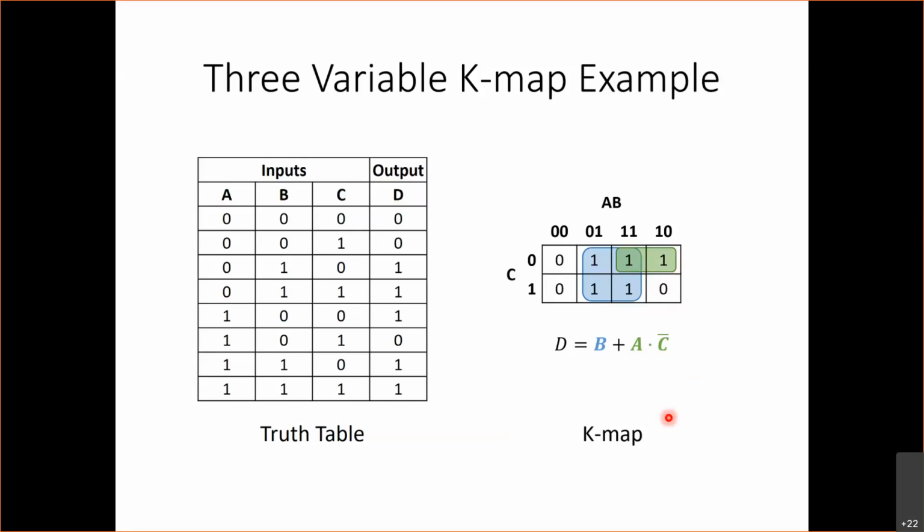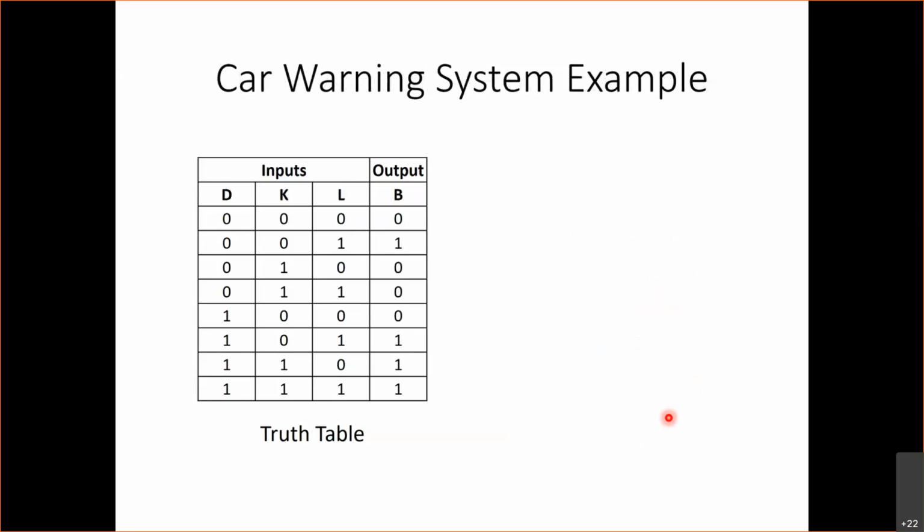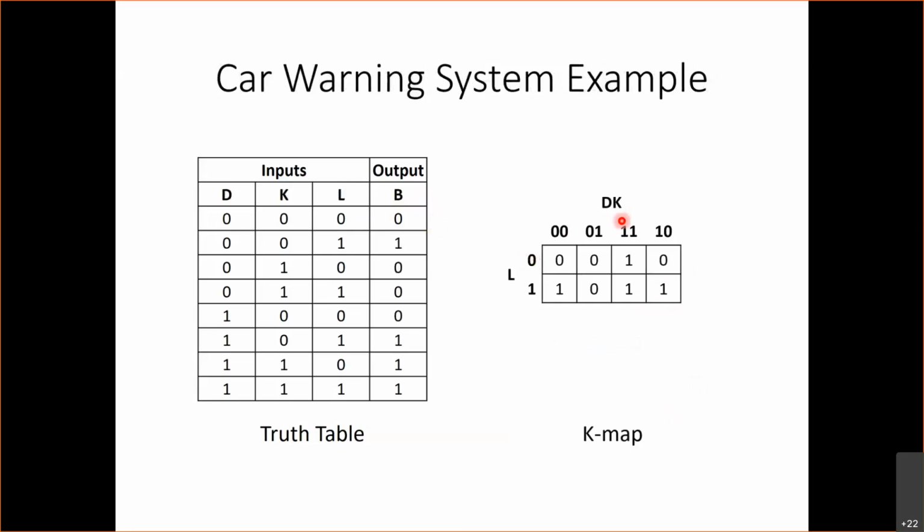All right, so now that we've seen how to use 3-variable Karnaugh maps, let's go back to our car warning system example. So here we had this truth table over here. Let's first fill out this truth table in the Karnaugh map. We're going to put D and K over here, and we're going to put L over here. And then we're going to fill it out. We have 0, 1, 0, 0, 0, 1, 1, 1. So we'll fill that out.